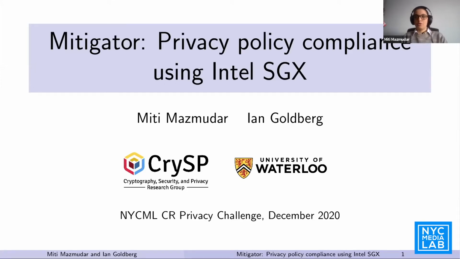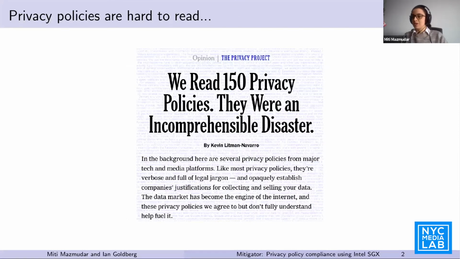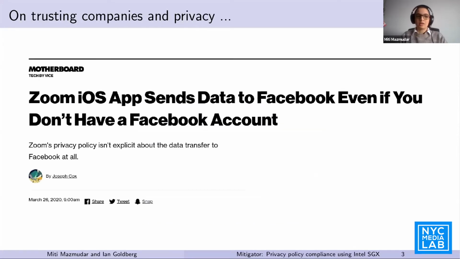So we all know about how privacy policies are really hard to read. And on the other hand, users have no way of knowing whether the company collects and processes its data in compliance with the privacy policy. So for example, earlier in the summer, Zoom's privacy policy did not reflect its sharing practices. Zoom was found to be sending users location data and device identifiers to Facebook when the privacy policy did not mention this sharing behavior.